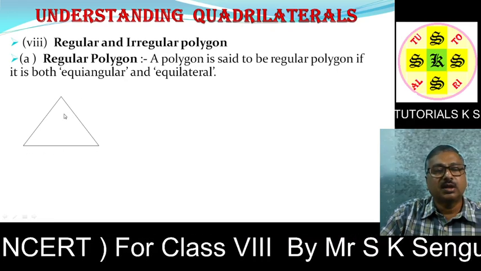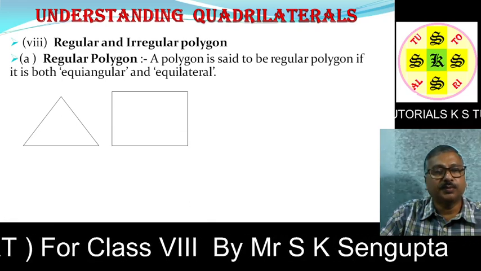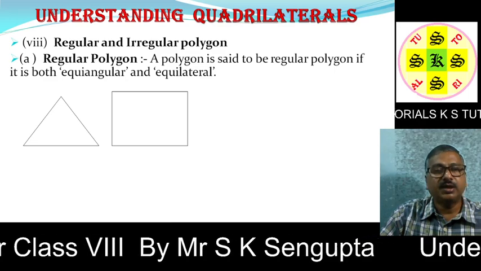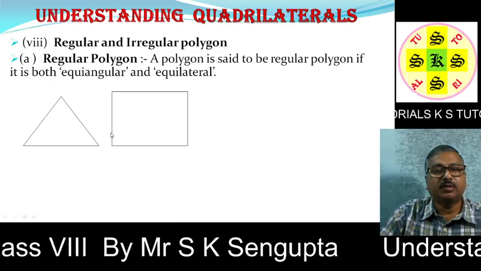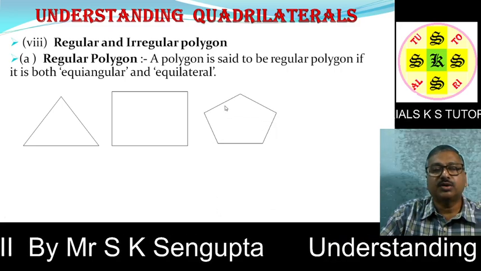So this is an equilateral triangle, which is known as a regular polygon. This is a square, so all angles are 90 degrees and all sides are the same measurement: equiangular, equilateral. So both conditions should be satisfied.